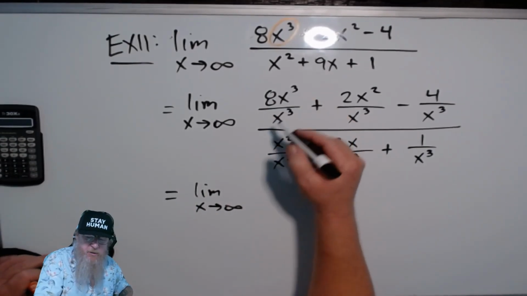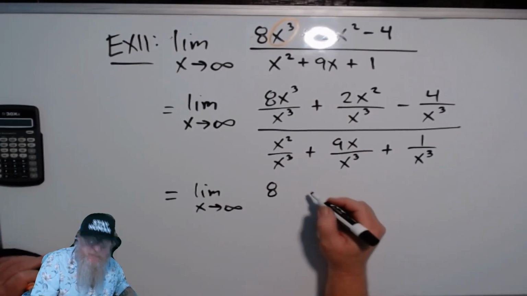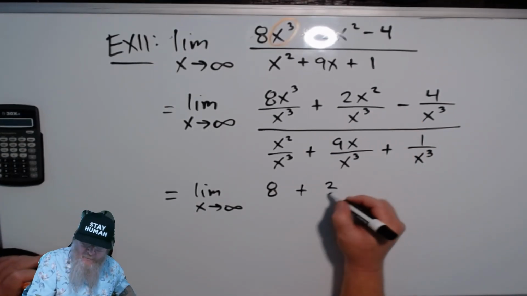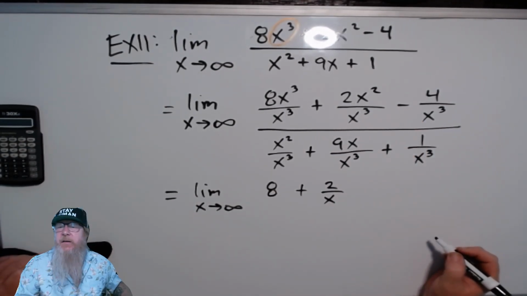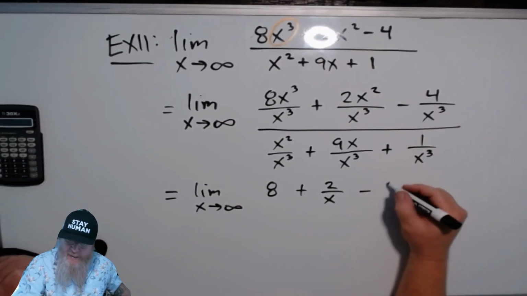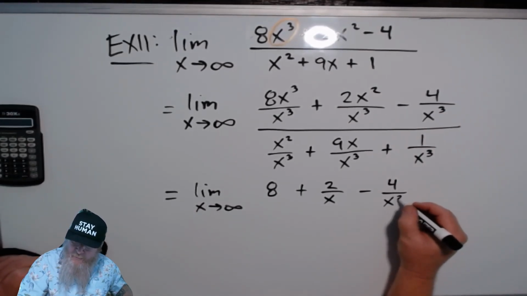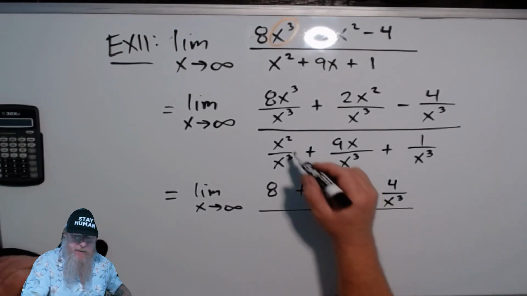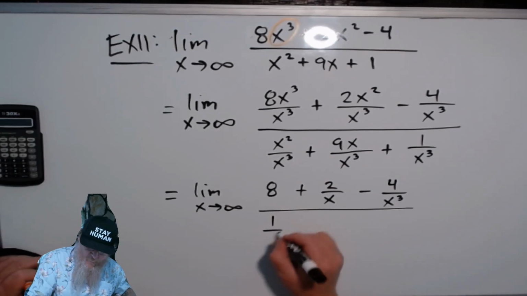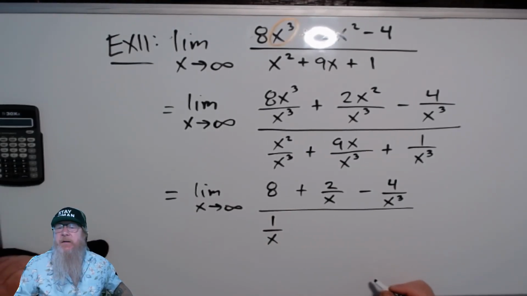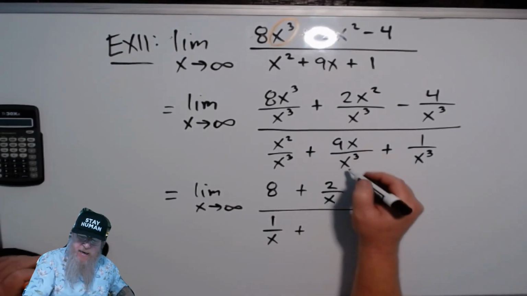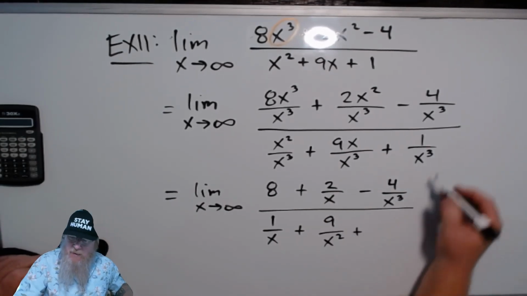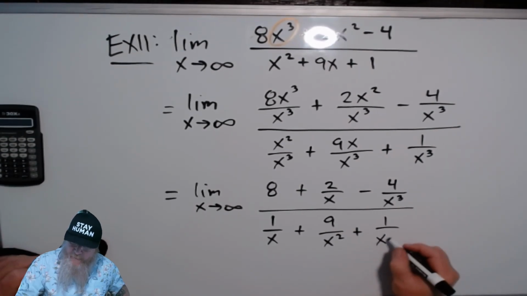So 8x cubed over x cubed is just 8. 2x squared over x cubed is 2 over x. This term stays the same, 4 over x cubed. x squared over x cubed, that's 1 over x. 9x over x cubed is 9 over x squared. And then this term stays the same, 1 over x cubed.